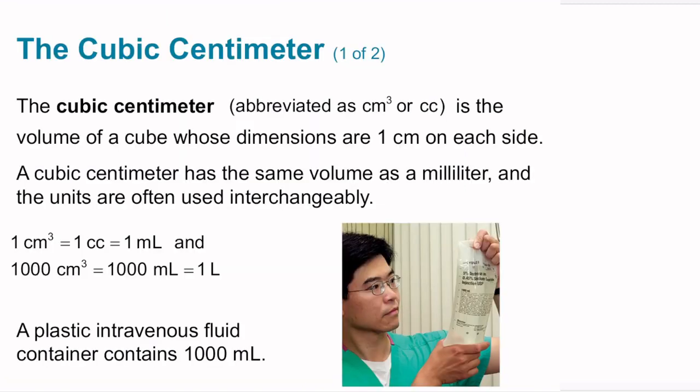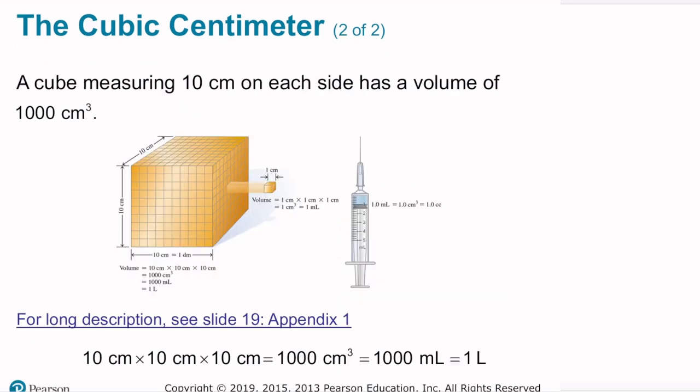In chemistry labs, we usually use milliliters, but in health sciences, cubic centimeters are often used instead. A cubic centimeter is equal to 1 milliliter, and 1,000 cubic centimeters is equal to 1,000 milliliters, which is 1 liter. So these units can be used interchangeably, cubic centimeters and milliliters.